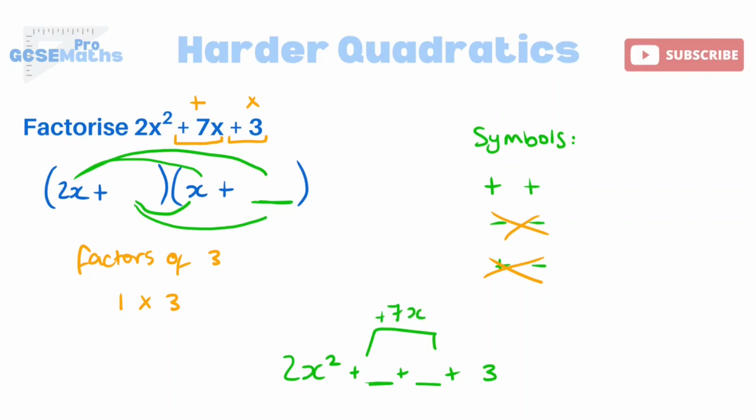Now this one's pretty straightforward. Obviously, we're going to need to times the 3 by 2, aren't we? To make 6, and that's just 1. So if I were to expand that, obviously I'd have 2x times 3, which is 6x. Then I'd have 1 times x, which is just x. And you can see that's how we make the 7x. Okay, so that's your answer. You've got 2x plus 1 times x plus 3. Okay, so it's really important that we not only figure out the right numbers, but which way round they go in the brackets in order to make that middle term.